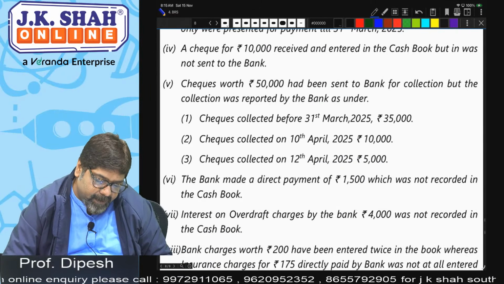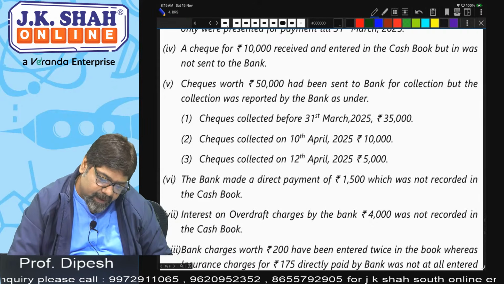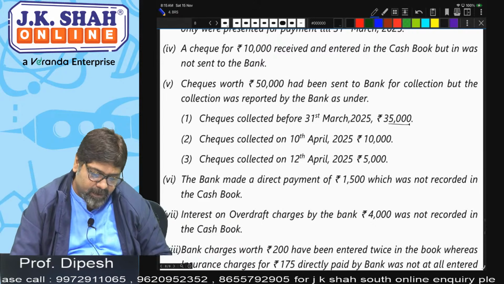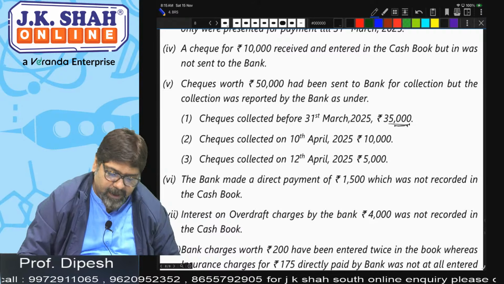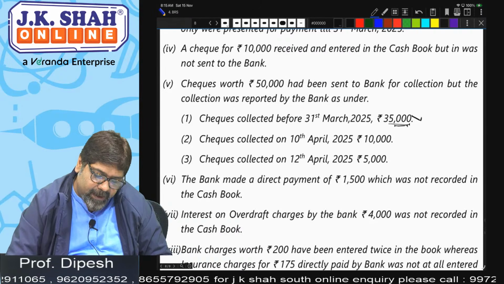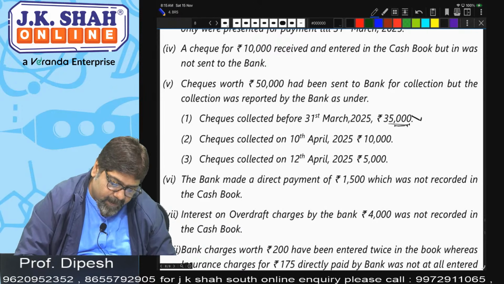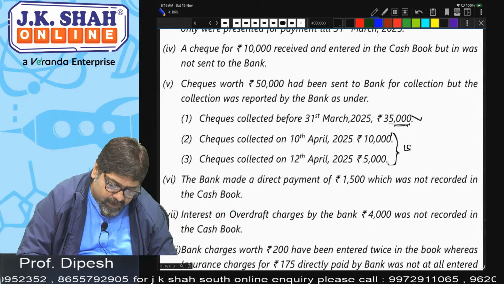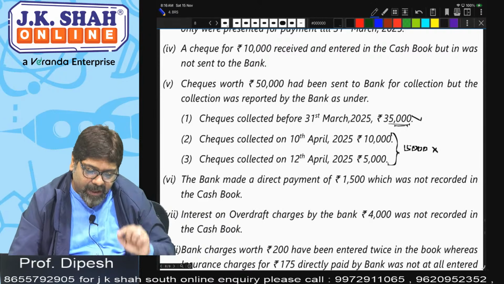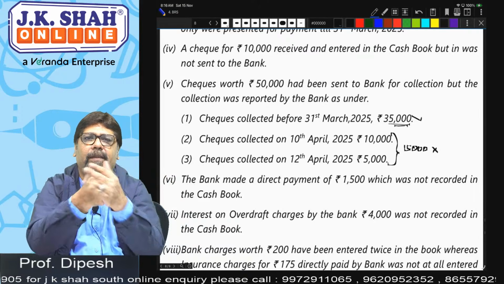Now, checks worth rupees 50,000 had been sent to bank for collection, but the collection was reported by bank as under. Collected before 31st of March, 35,000. Very good, no problem. Checks collected on 10th of April next year, and on 12th of April next year. That means 15,000 is not recorded in passbook. Check worth rupees 50,000 were sent to bank. So is this deposited or withdrawal?